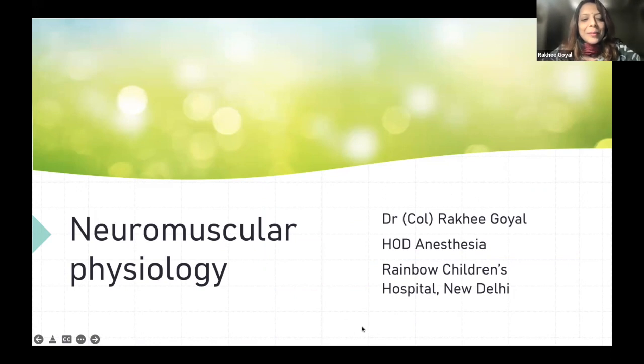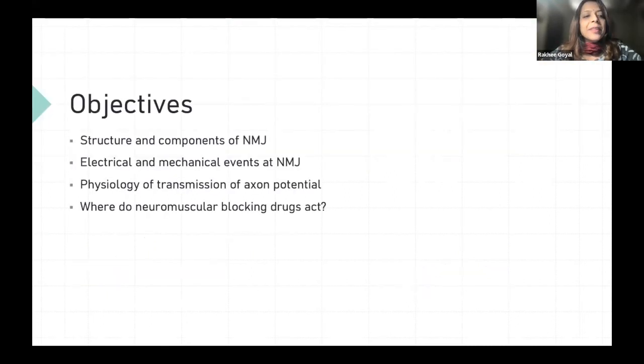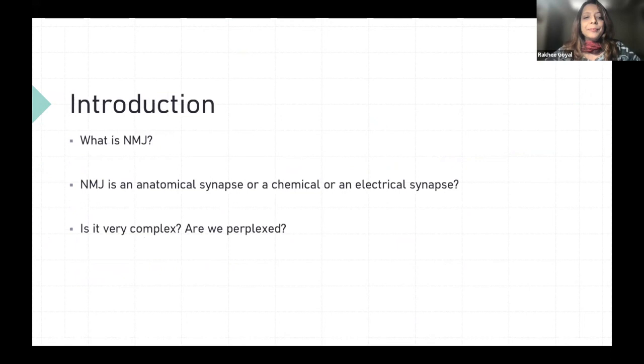So today I'm going to talk about neuromuscular physiology. My objectives of the talk would be to tell you in a very simple manner what is the structure, what are the components of this neuromuscular junction, what are the electrical and the mechanical events going on here, the physiology of transmission of an axon potential, and in very brief, I would mention how the neuromuscular blocking drugs act.